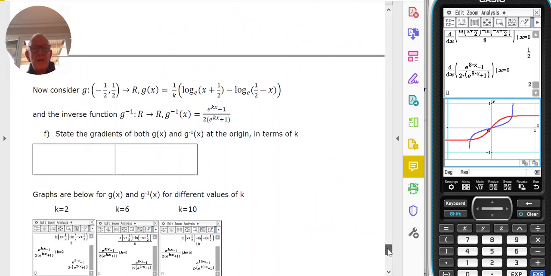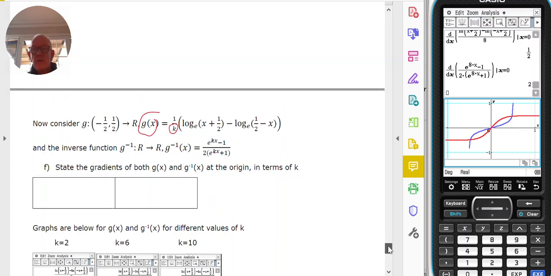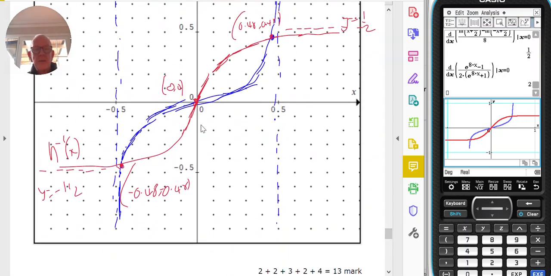Now over the page, I'm going to consider g, where I don't have 1 on 8, but I've got 1 on k. And for the inverse of g, I don't have 8 there and 8 there, but I've got k. So we've got this graph. This is the example when k equals 8.